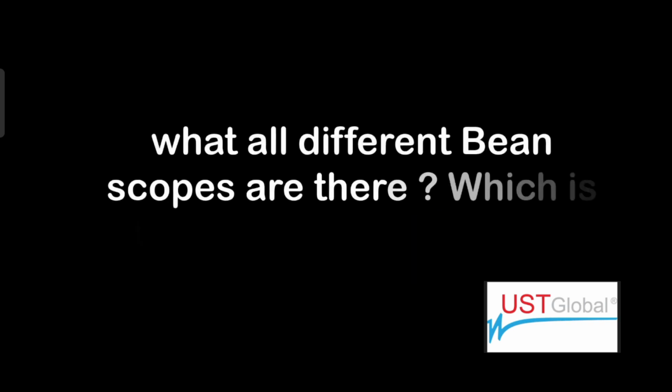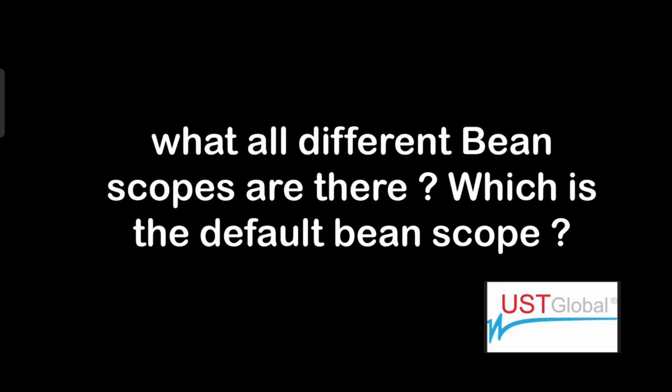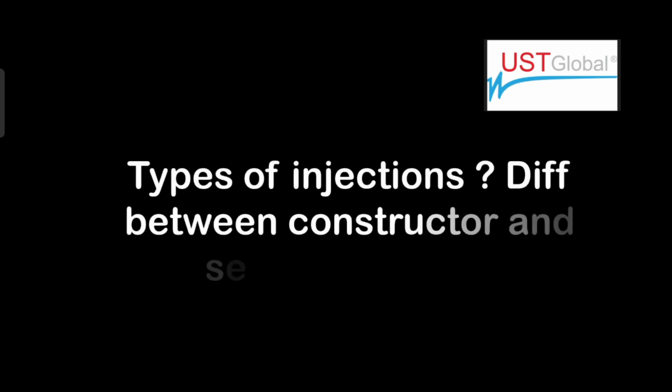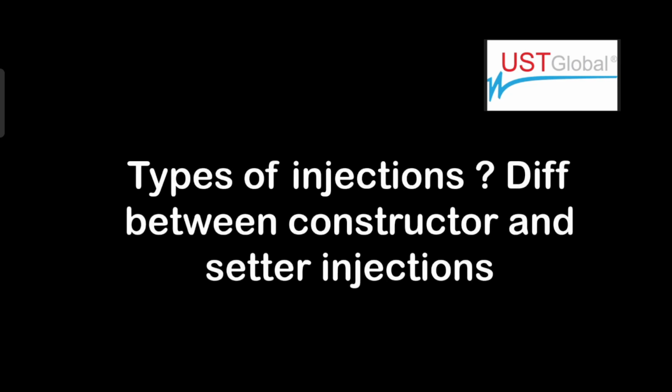So what all different bean scopes are there, which is the default bean scope? So ideally singleton, prototype, request, session, application, and WebSocket. These are the different scopes, and singleton is the default scope. And next question, types of injection, difference between constructor and setter injection.